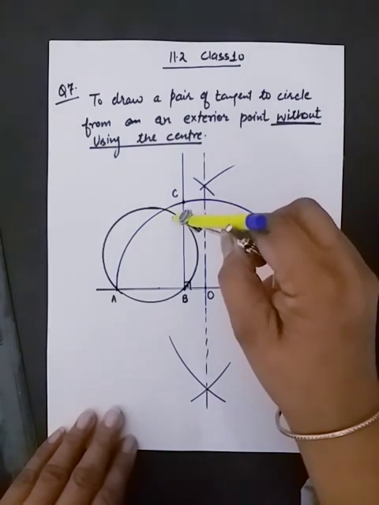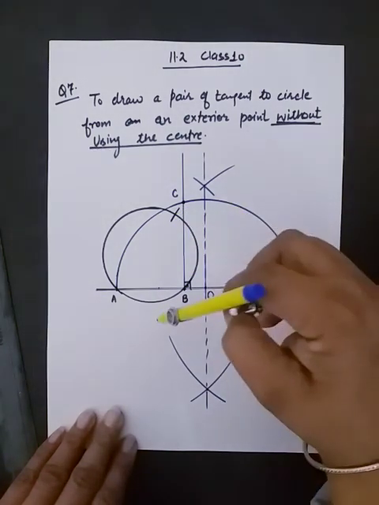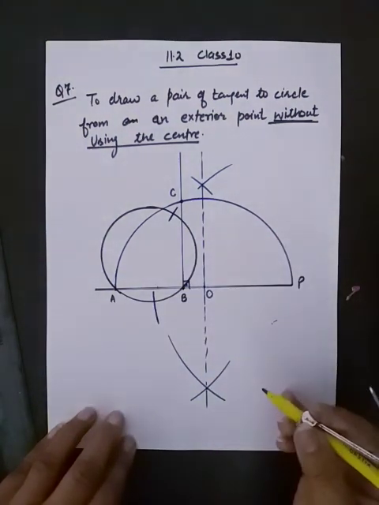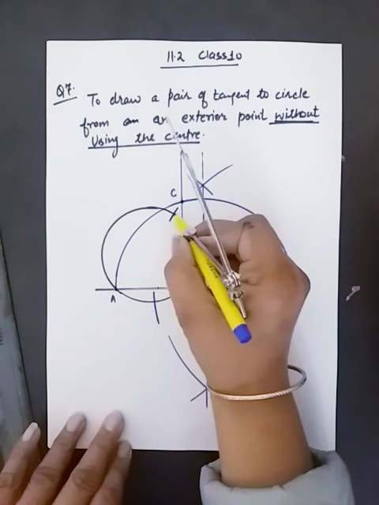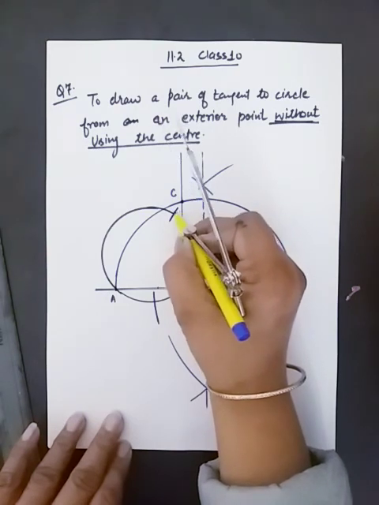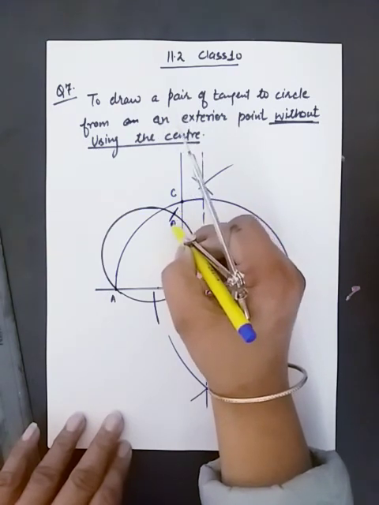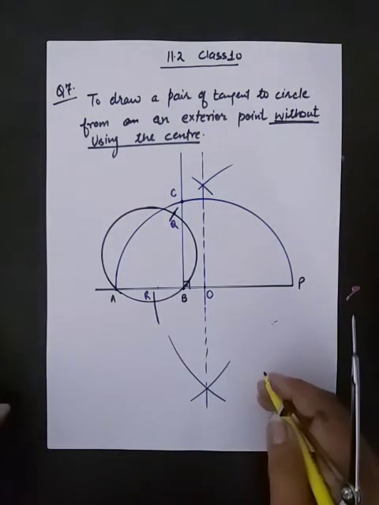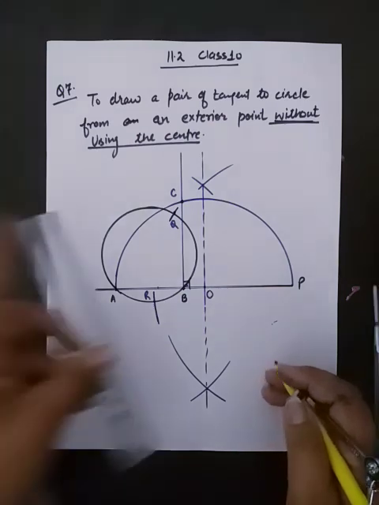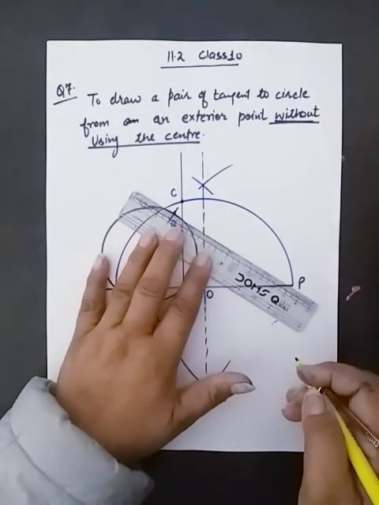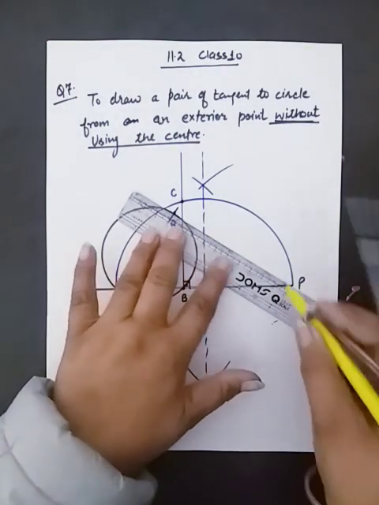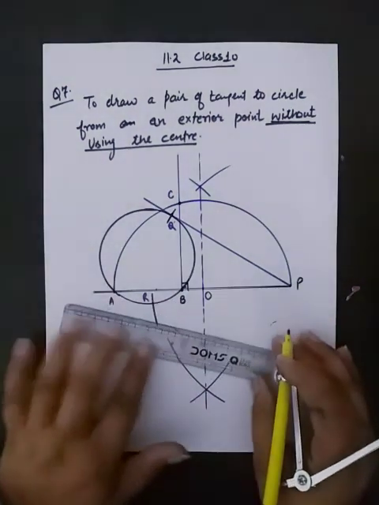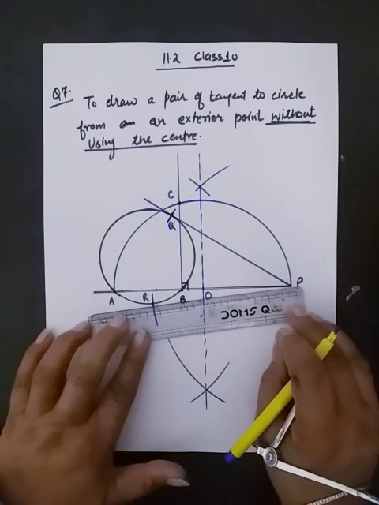So this one is the given circle, and one arc is this one and one is this one. These 2 arcs intersect our circle at point Q. This is point Q and this one is point R. Let us join PQ and PR. So PQ and PR are the required tangents to our given circle, which are drawn without using the center of the circle.